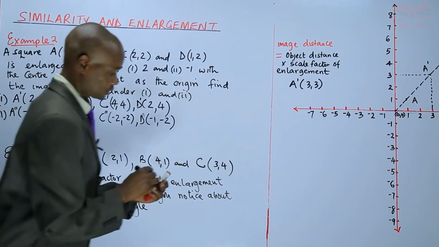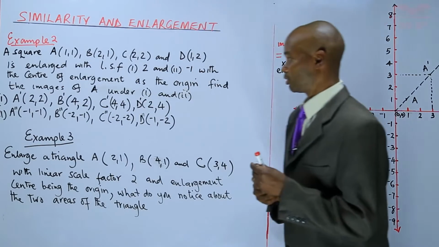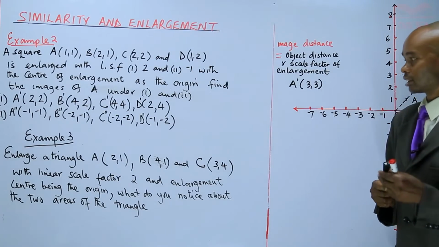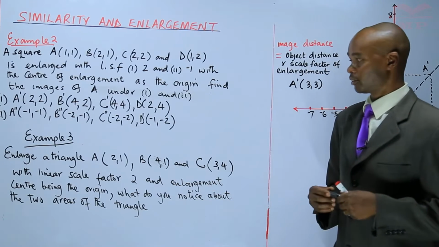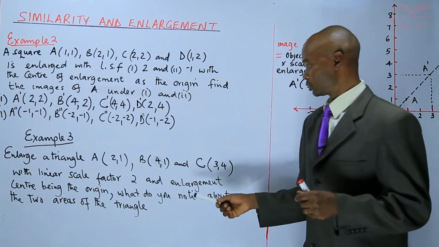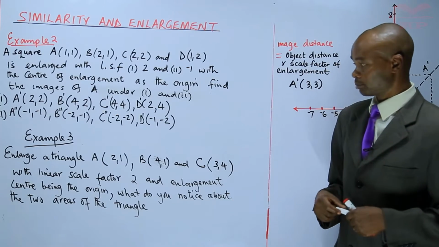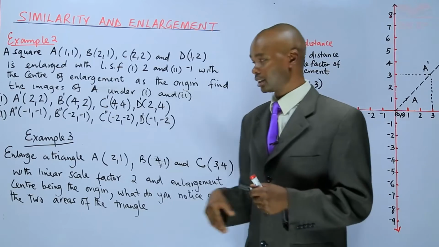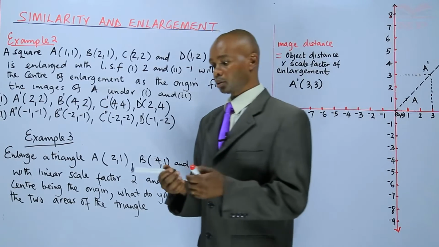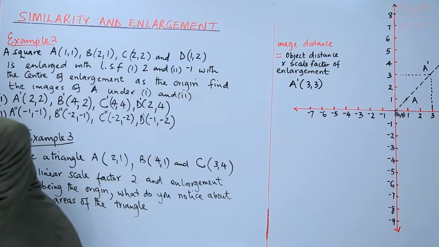So there goes a very good example for us. Enlarge a triangle A(2,1), B(4,1) and C(3,4) with linear scale factor 2 and enlargement center being the origin. What do you notice about the areas of the two triangles? So straight to the Cartesian plane.